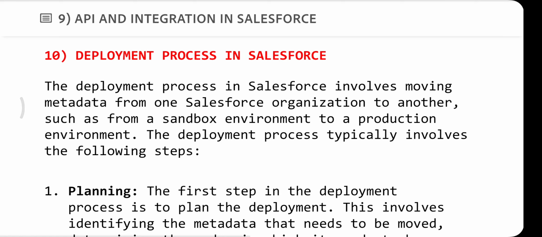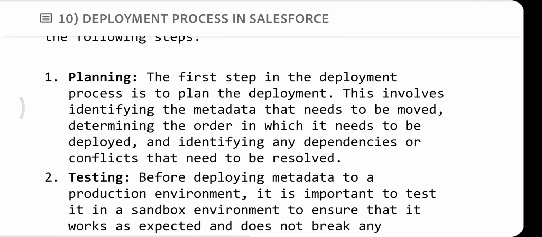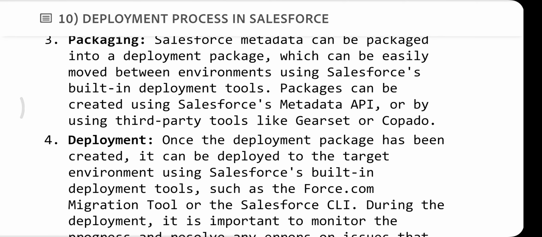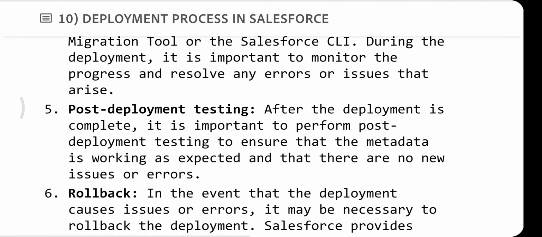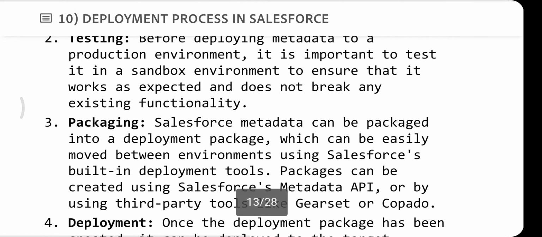Deployment process in Salesforce. The deployment process in Salesforce involves moving metadata from one Salesforce organization to another, such as from a sandbox environment to a production environment. The deployment process typically involves the following steps: planning, testing, packaging, deployment, post deployment testing, rollback.